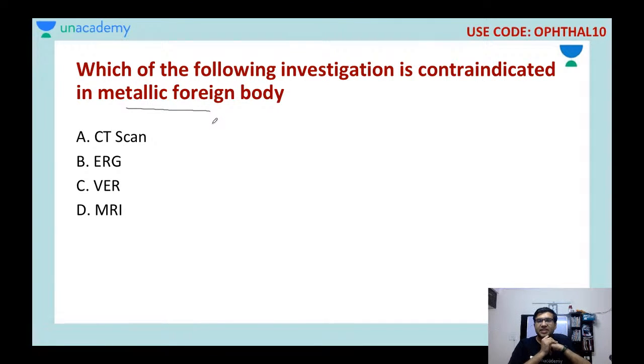So remember, the investigation which is contraindicated in metallic foreign body is your MRI. If they ask what is the investigation of choice, the investigation of choice is CT scan. The ERG is basically used in those cases where we have retained intraocular foreign body, to see the retinal toxicity.